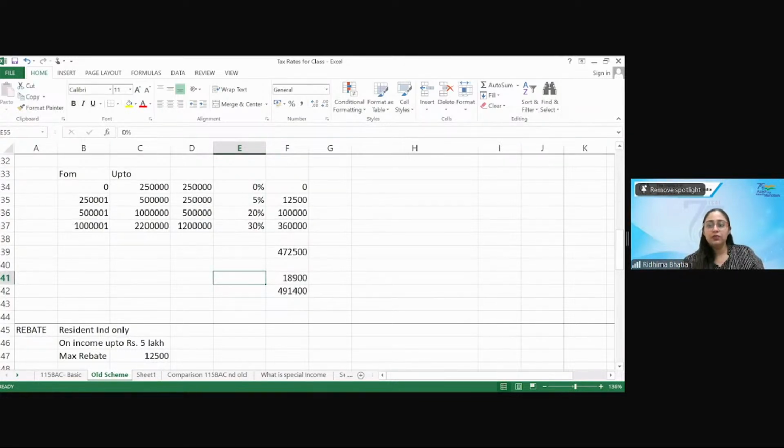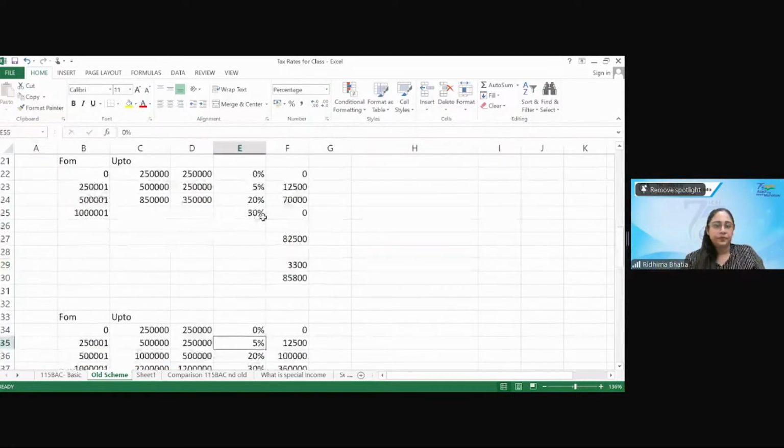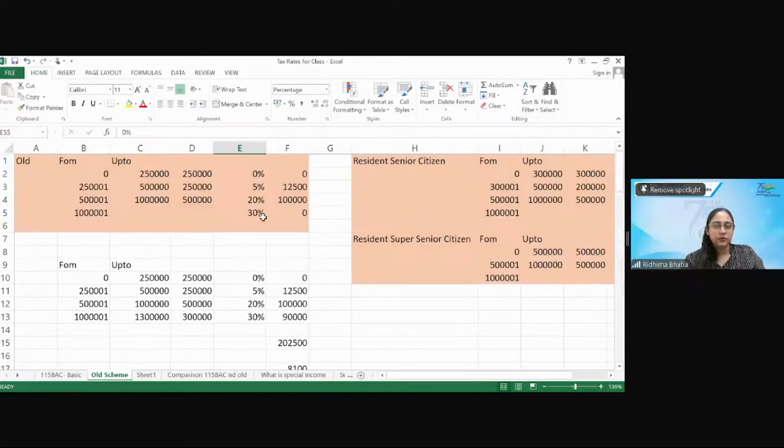Mamta, is it all clear till now? Dhanya, is it clear? Sangeeta? Perfect. Super.